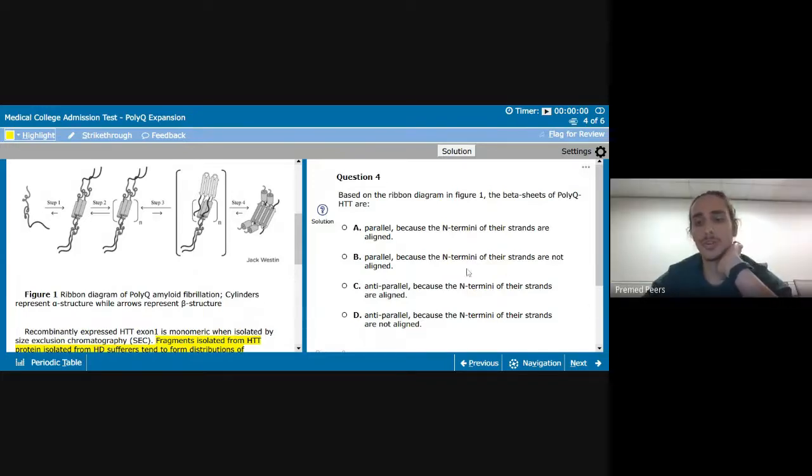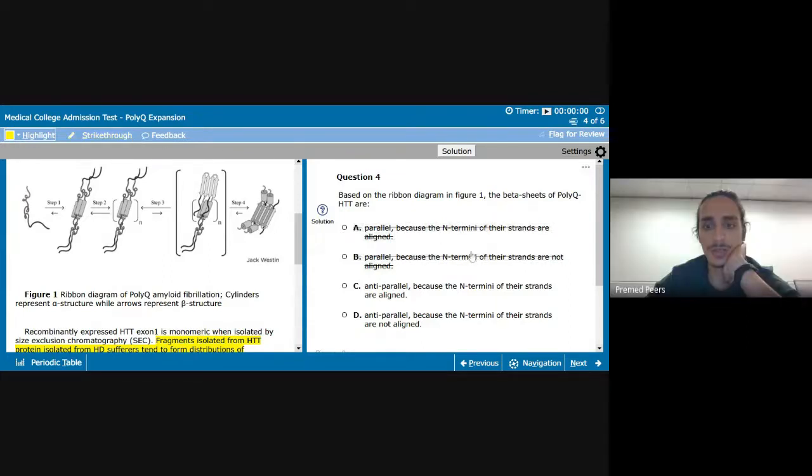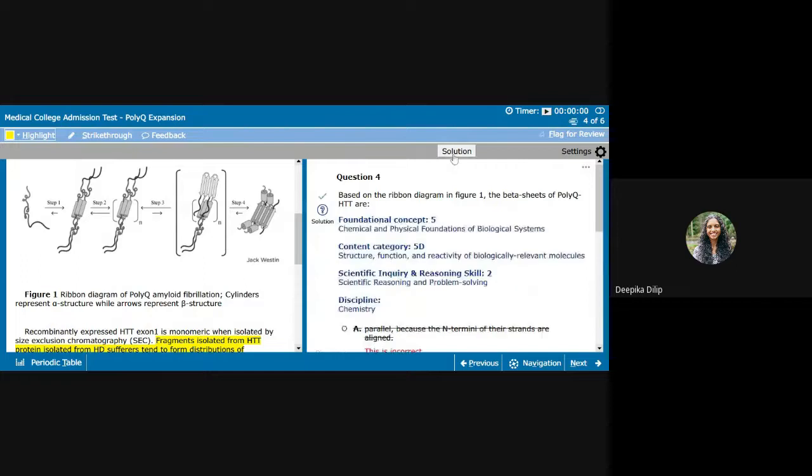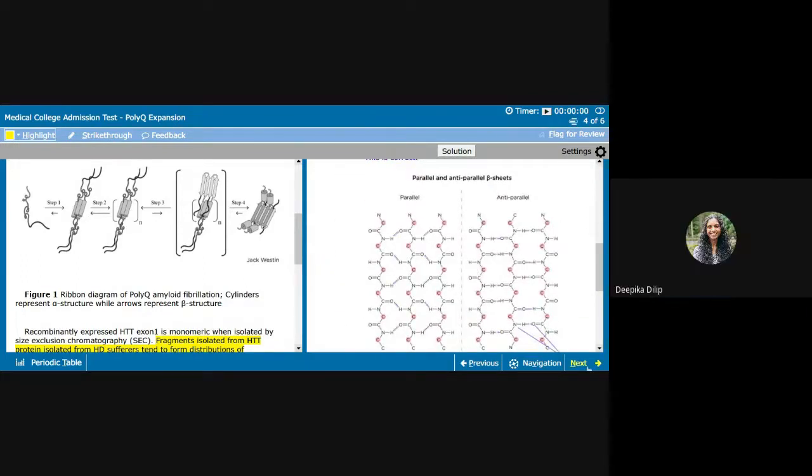Okay. So you're stuck between either C or D, right? Right. But the difference between C and D is one says they're aligned, one says not aligned. Okay. If they're anti-parallel, do you think it's going to be aligned or not aligned? Not aligned. Okay, let's check. And you're right. Does that make sense? Yeah. Okay.